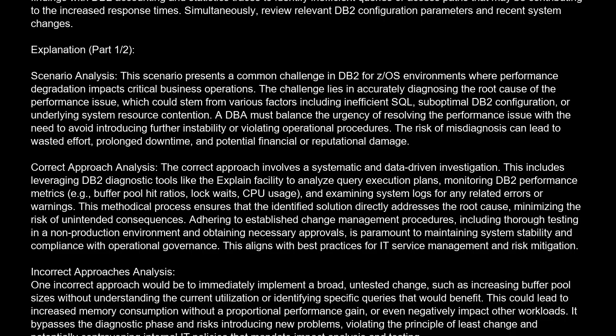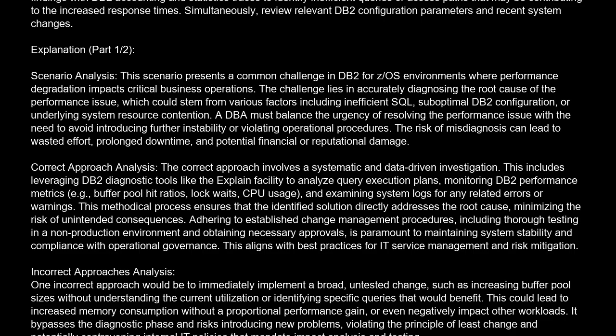Adhering to established change management procedures, including thorough testing in a non-production environment and obtaining necessary approvals, is paramount to maintaining system stability and compliance with operational governance. This aligns with best practices for IT service management and risk mitigation. Incorrect approaches analysis.